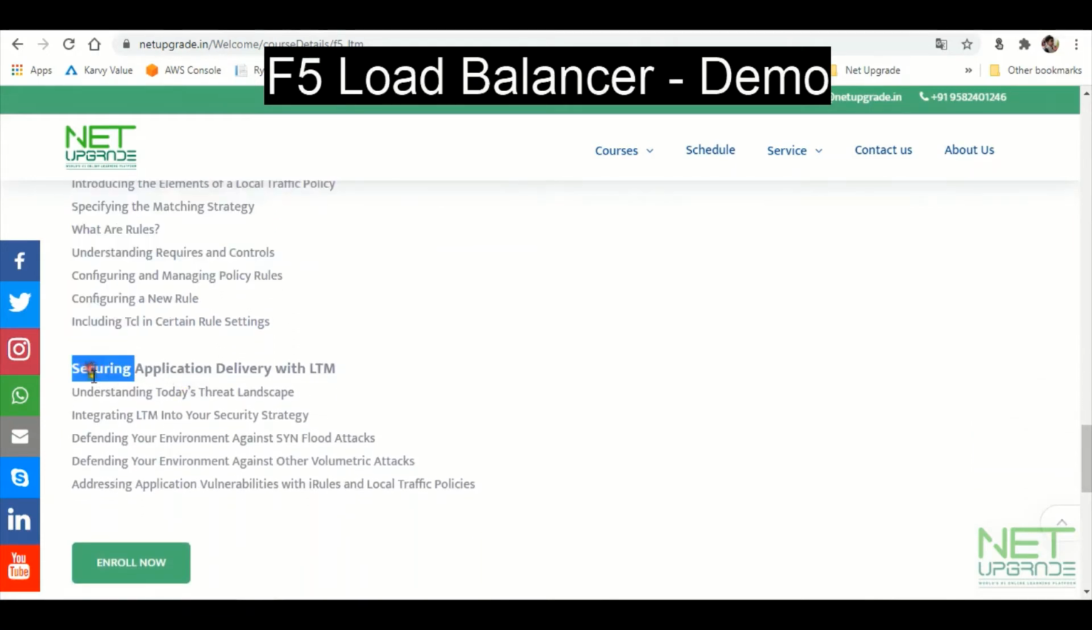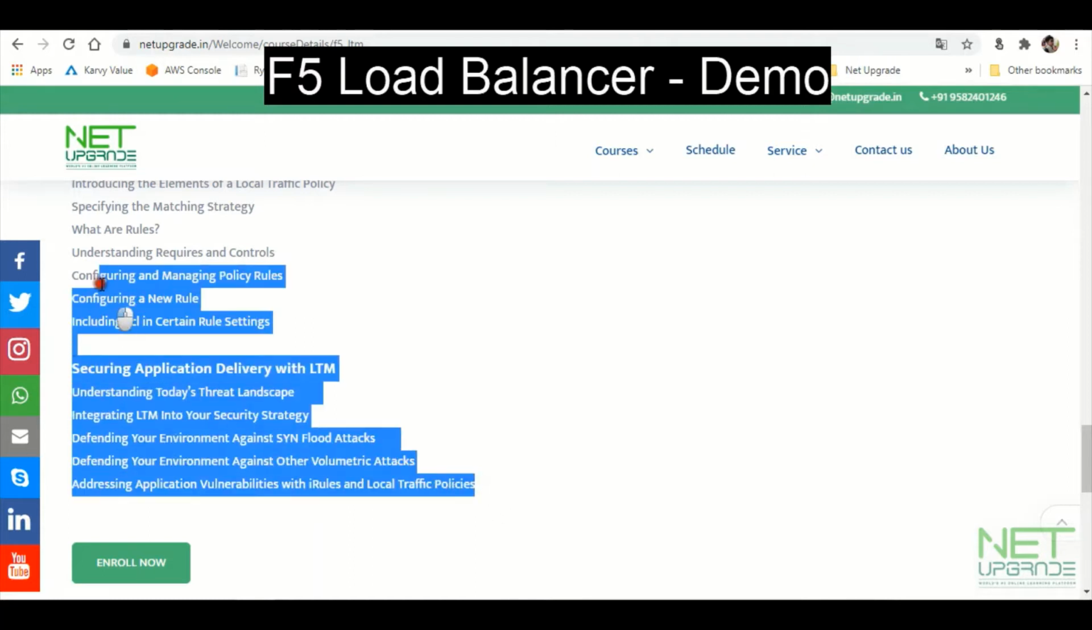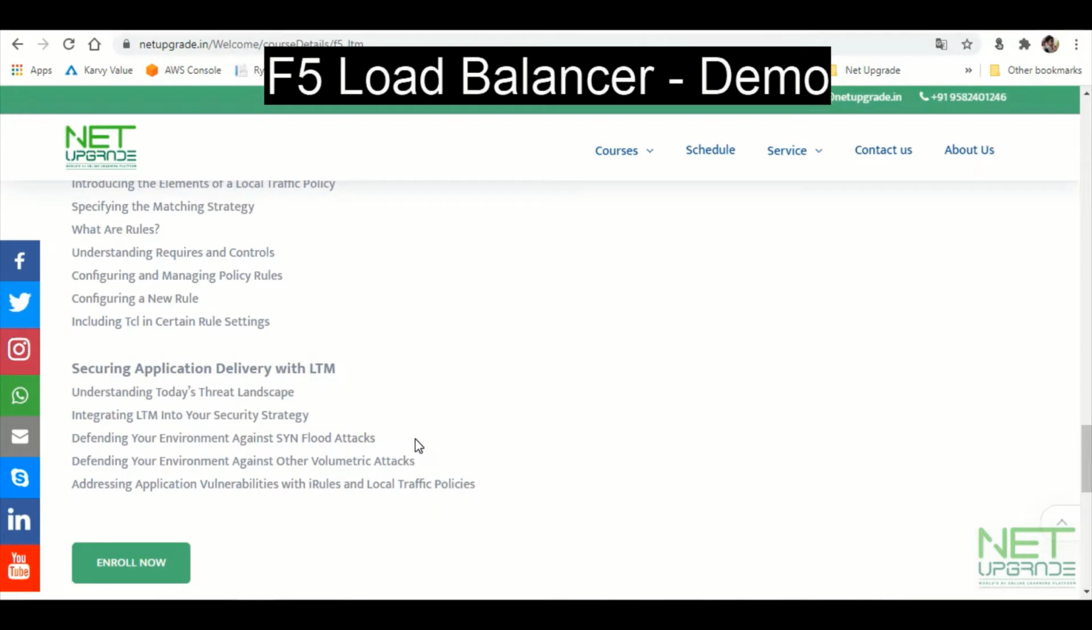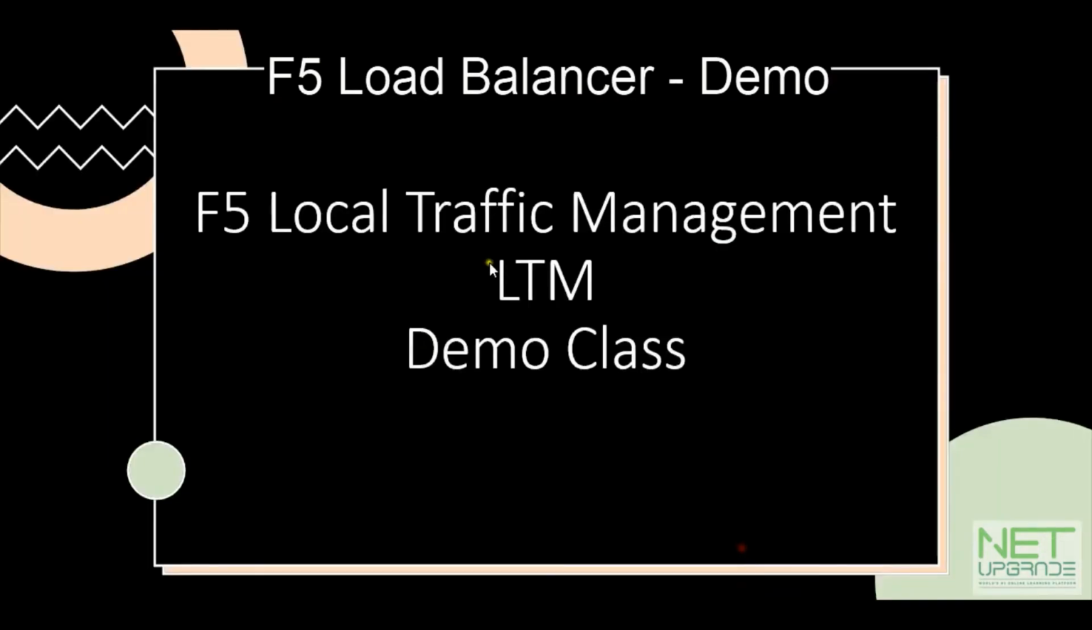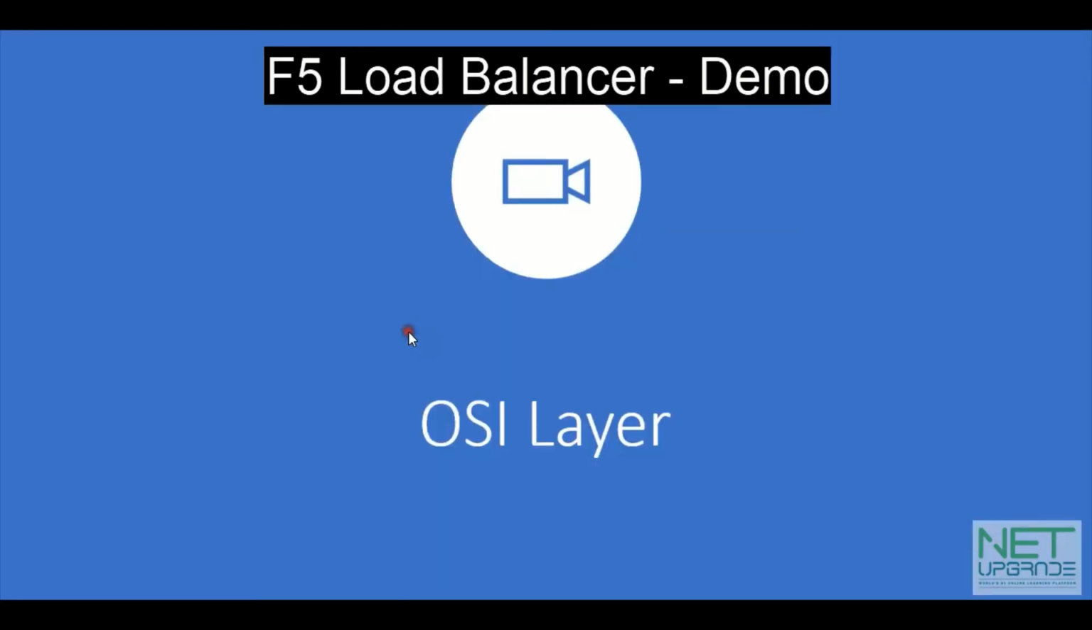And then at last we understand the security, how to secure our application. If we have any SYN flood attack, what are the vulnerabilities, what is the way our devices become vulnerable. So all those topics we are going to cover here. Let's move back to our PPT.